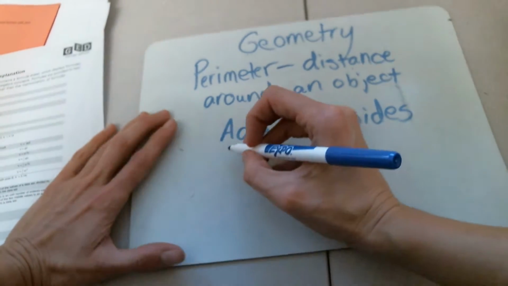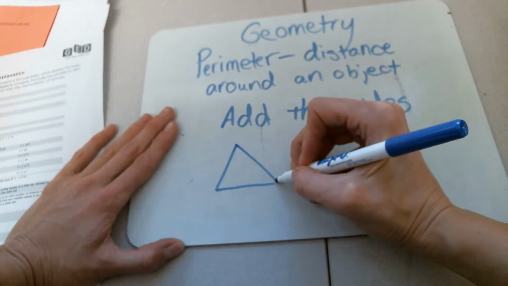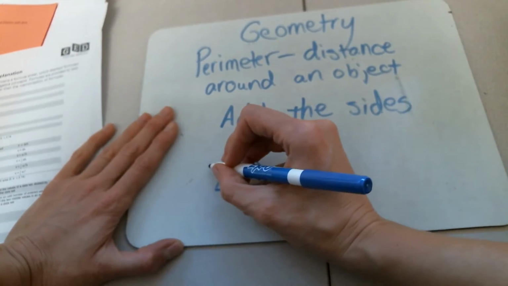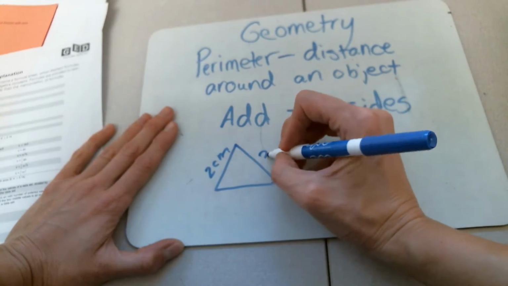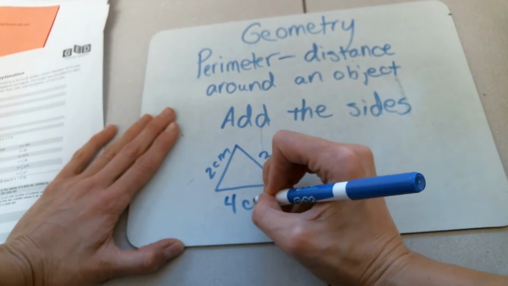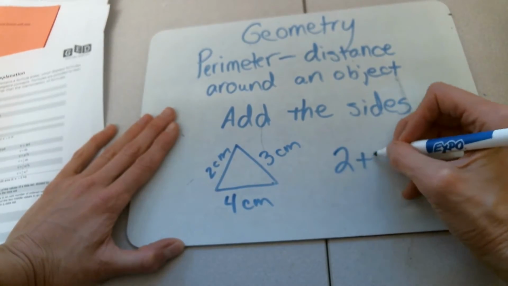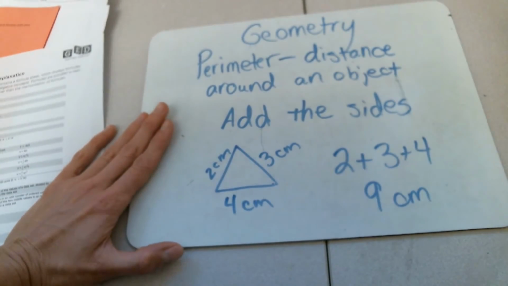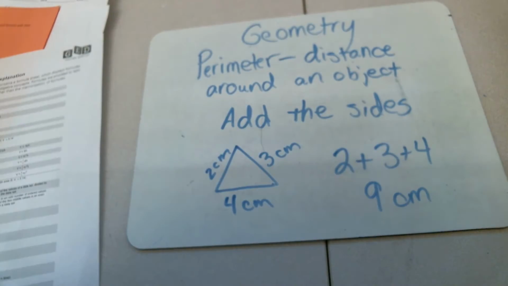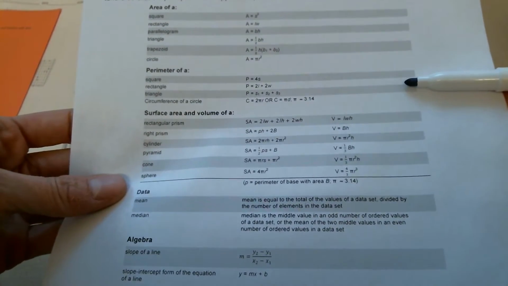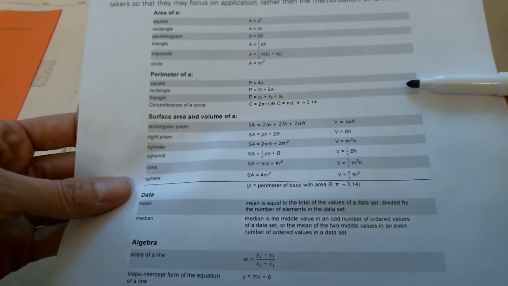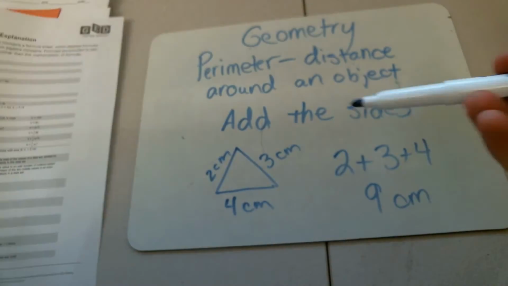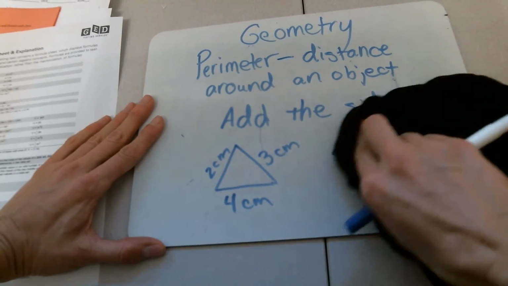Okay. So if I have a triangle that I want to find the perimeter of, and one side is 2 centimeters, one side's 3 centimeters, and one side's 4 centimeters, I simply add them up, 2 plus 3 plus 4, to get 9 centimeters as my perimeter. Formulas for perimeter that are more specific are found on your formula sheet right in this area here. So you certainly can use those, but remember, perimeter is just when you add all of the sides together.